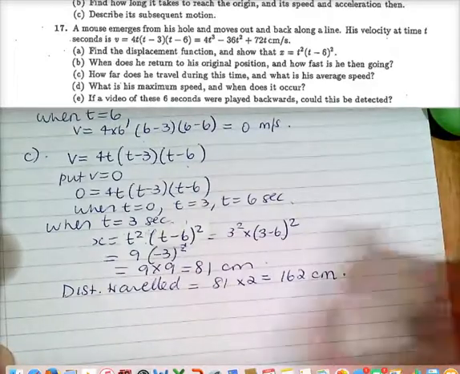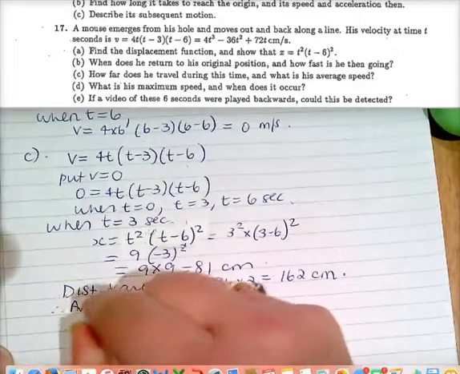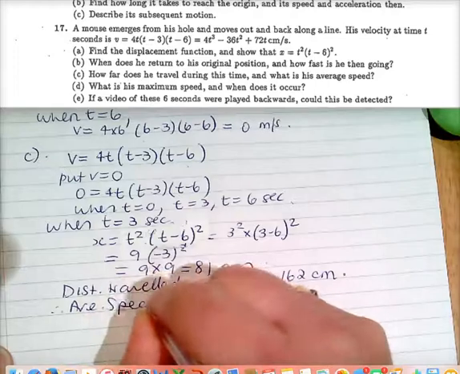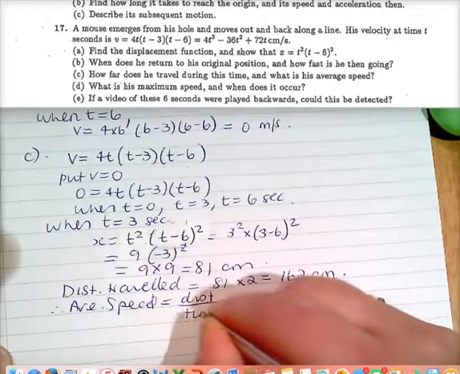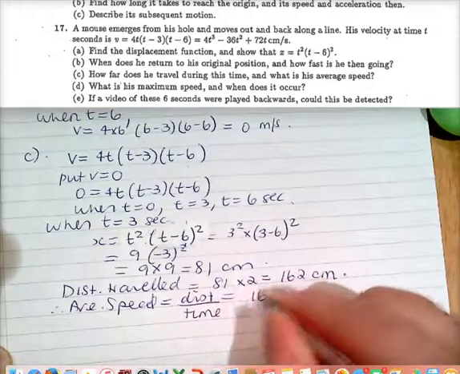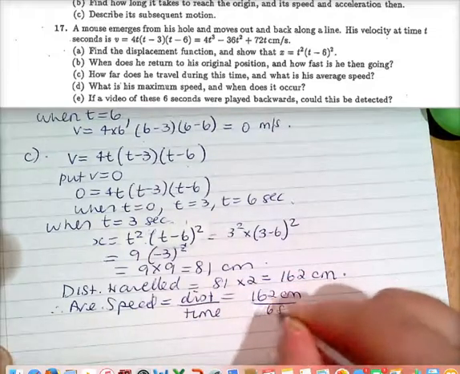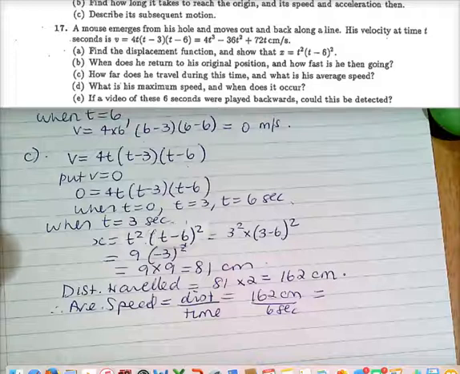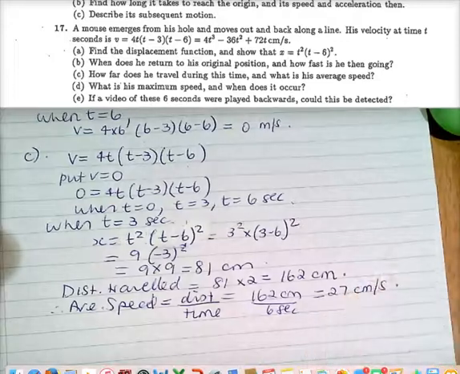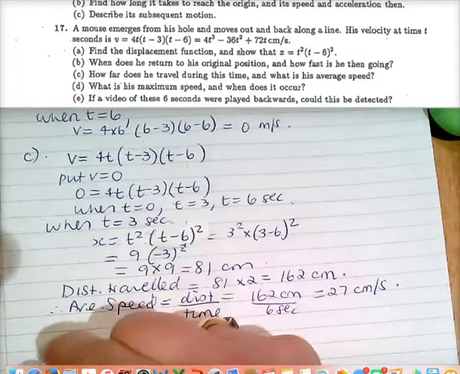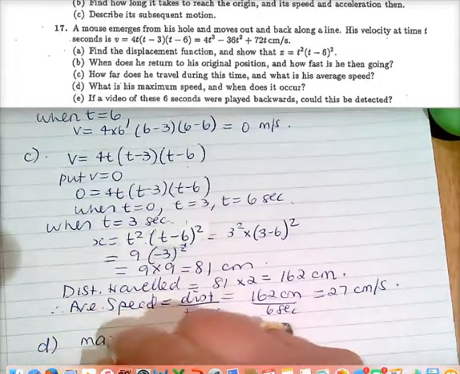And what is his average speed? So therefore average speed is the distance travelled over the time, which is 162 centimetres over 6 seconds. So that is 27 centimetres per second.